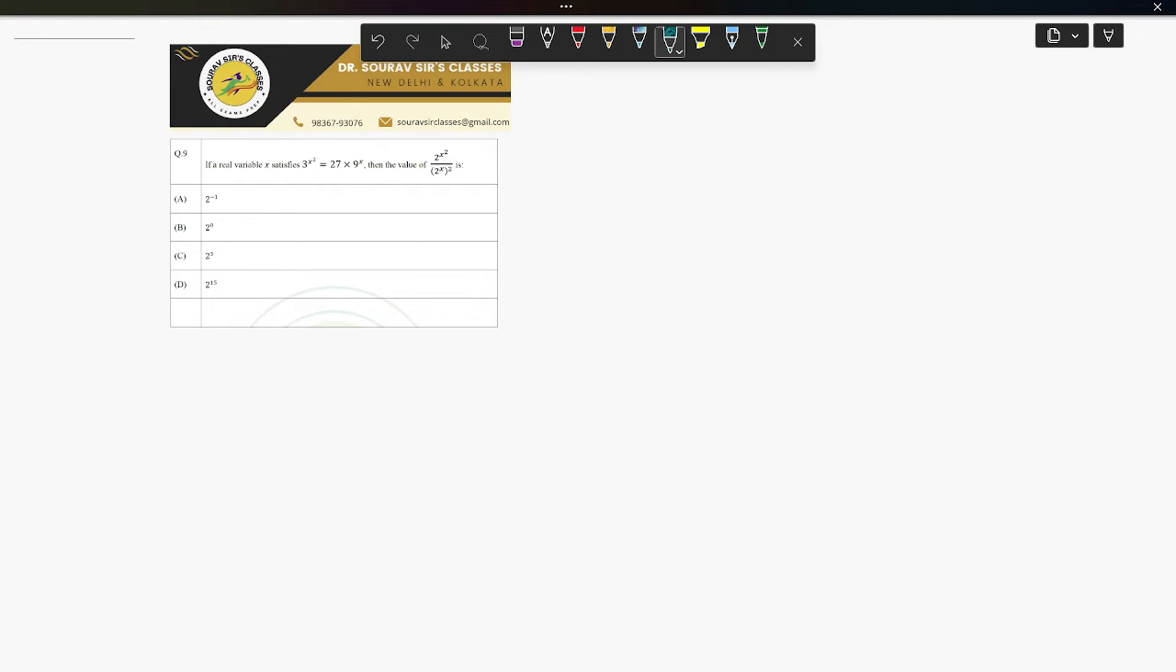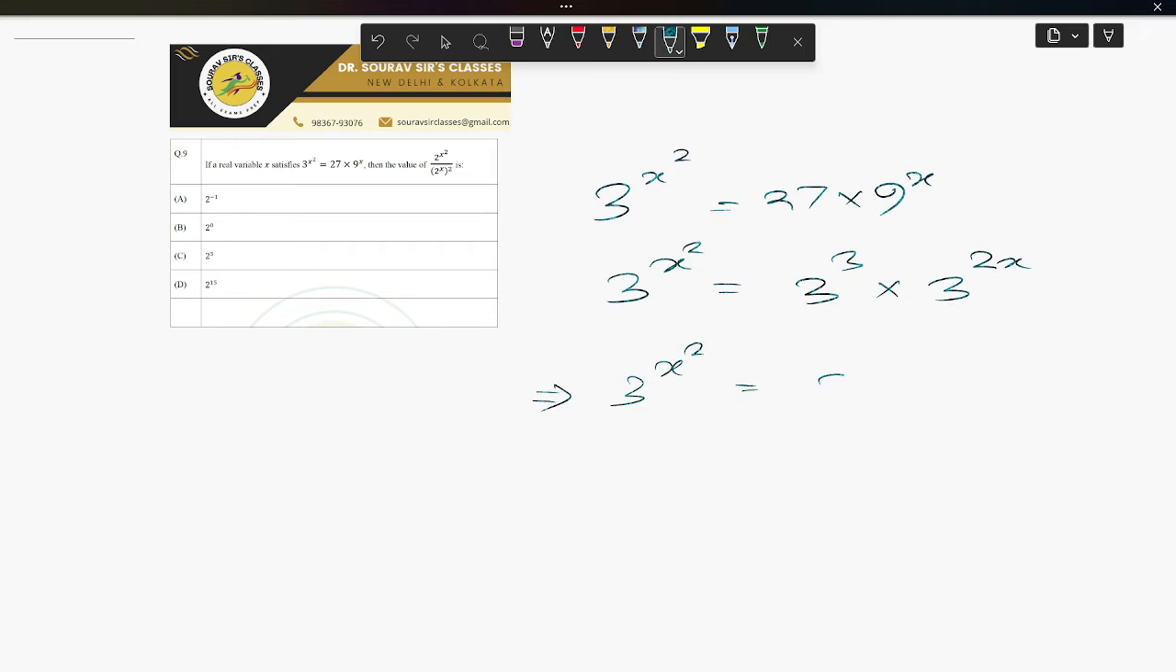So what we are getting from the question is 3 to the power x square equals 27 into 9 to the power x. From this we can write: as we know, 27 is 3 cube, and we have 3 to the power 2x here, because 9 is 3 square, so 3 square to the power x is 3 to the power 2x. So we will have 3 to the power x square equals 3 to the power 3 plus 2x.